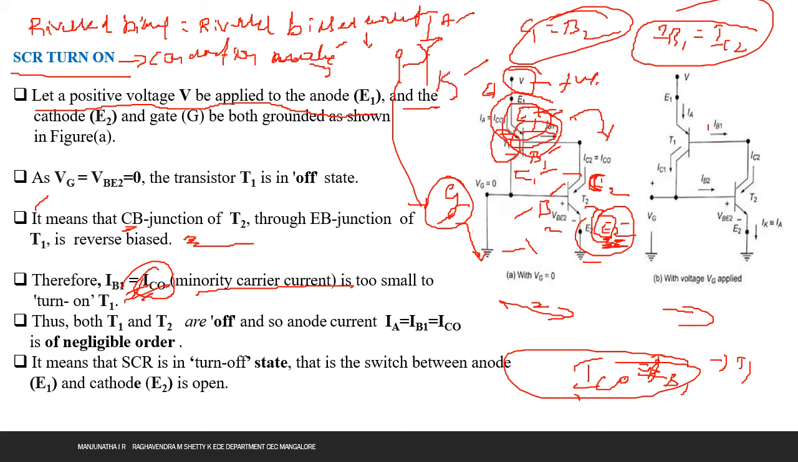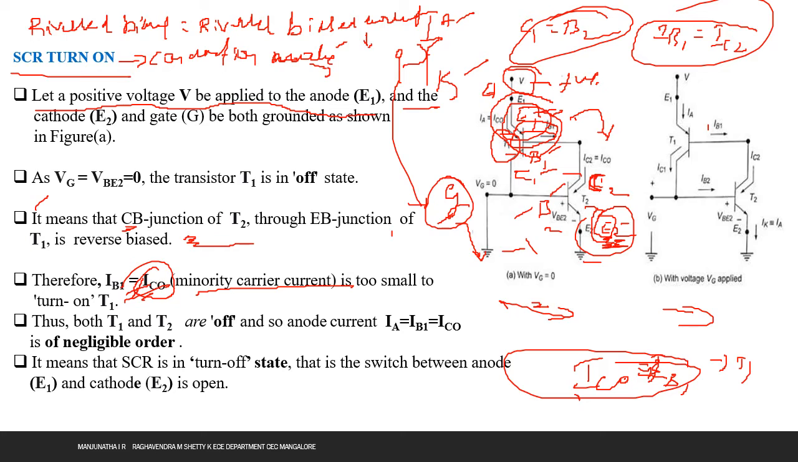So during that reverse biased condition, due to that small leakage current, whatever is generated is not enough to turn on transistor T1, so transistor T1 is in the turn off condition. Due to that, transistor T2 is also in the turn off condition, so it is not going to conduct.